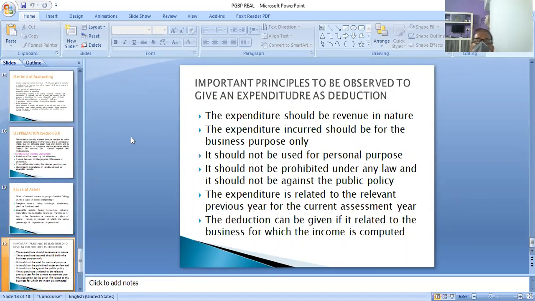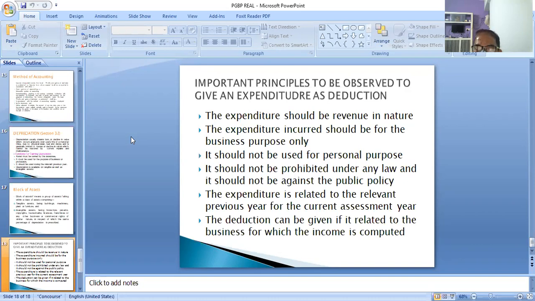Now, these are important rules you have to follow while giving expenditure as a deduction in profits and gains from business and profession. These rules you have to follow strictly. When you give a deduction as business expenditure, the first one is that the expenditure should be revenue in nature. You know what revenue expenditure is, and what capital expenditure is. Revenue expenditure we spend every time. Capital expenditure we spend only once in a while.